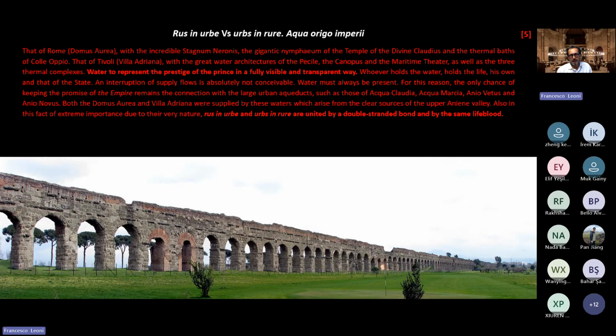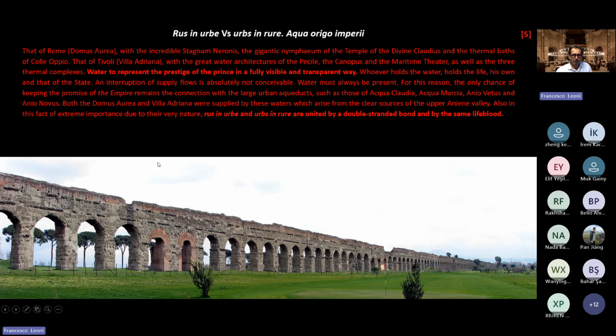Water used to represent the prestige of the prince in a fully visible and transparent way. Whoever holds the water holds the life, his own and that of the state, and that of the empire. An interruption of the supply flows of the water is absolutely not conceivable. Water must always be present. For this reason, the only chance of keeping the promise of the empire remains the connection with the large urban aqueducts.